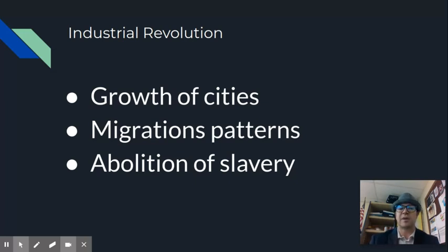It also changes migration patterns, and by that we're really talking about rural areas, country to city, and then of course you'll have immigration patterns as well as people from non-industrialized countries migrate to industrialized countries for more economic opportunities. You also see the abolition of slavery throughout much of the world in this time period, and that's also going to have a massive effect on migration patterns.